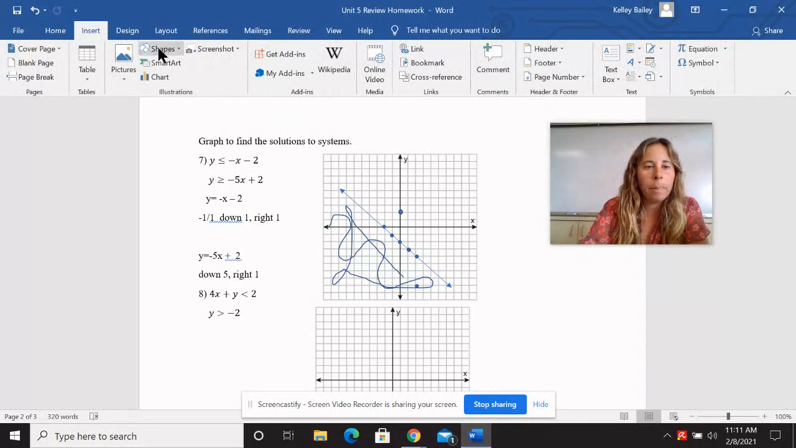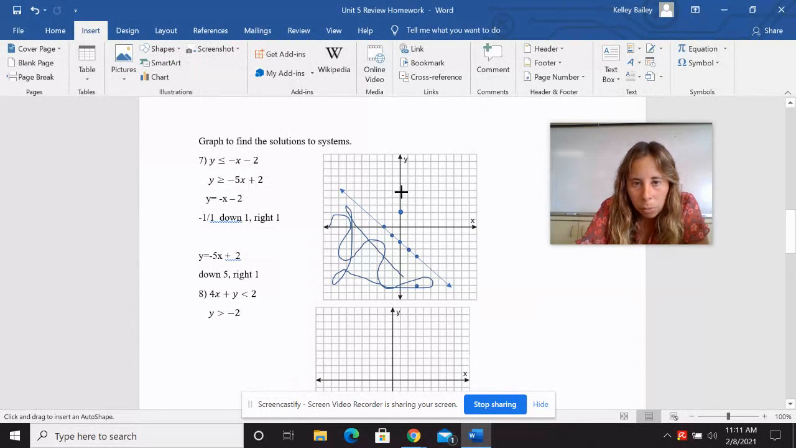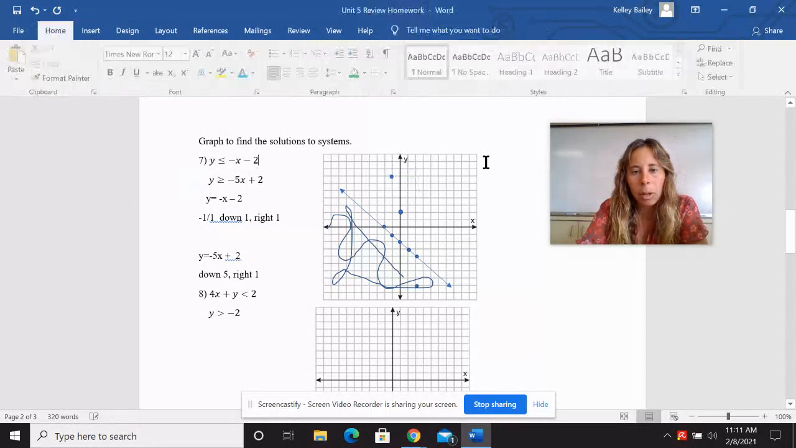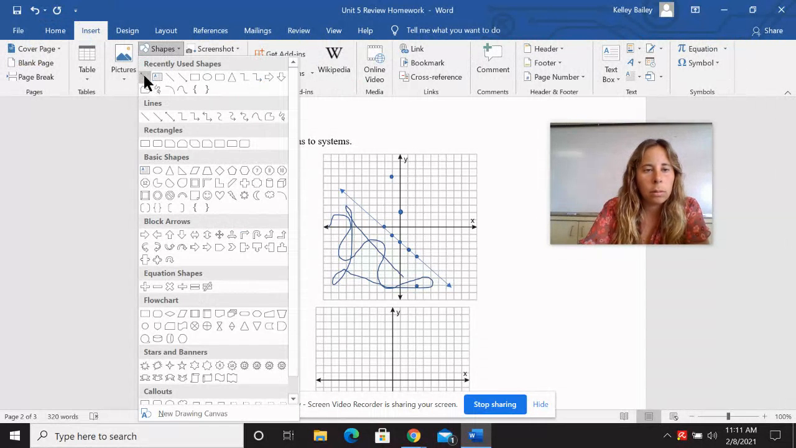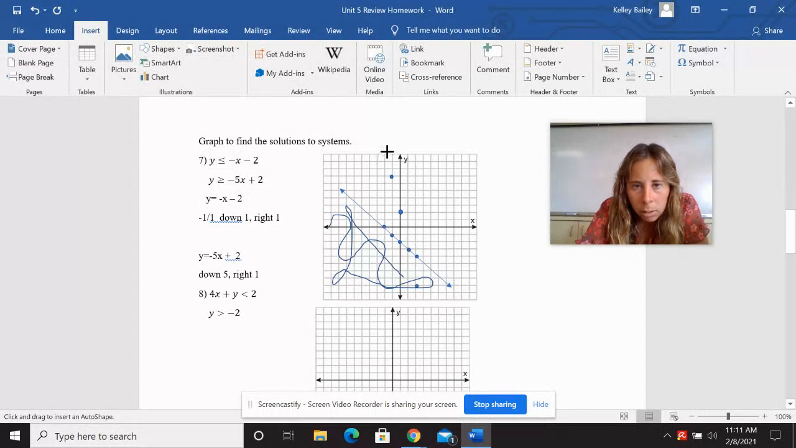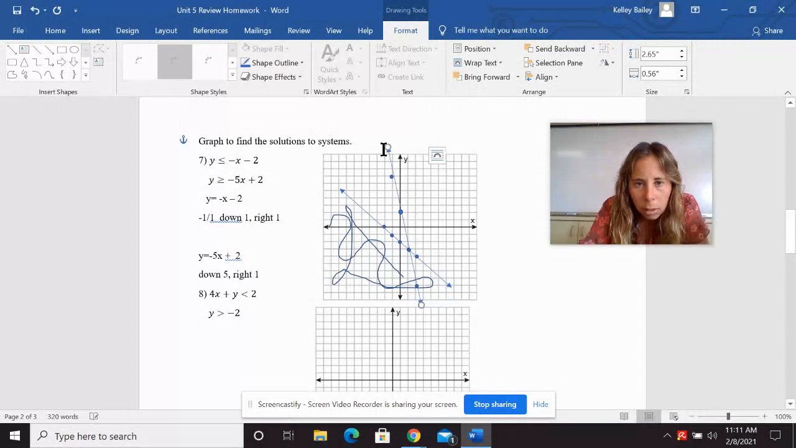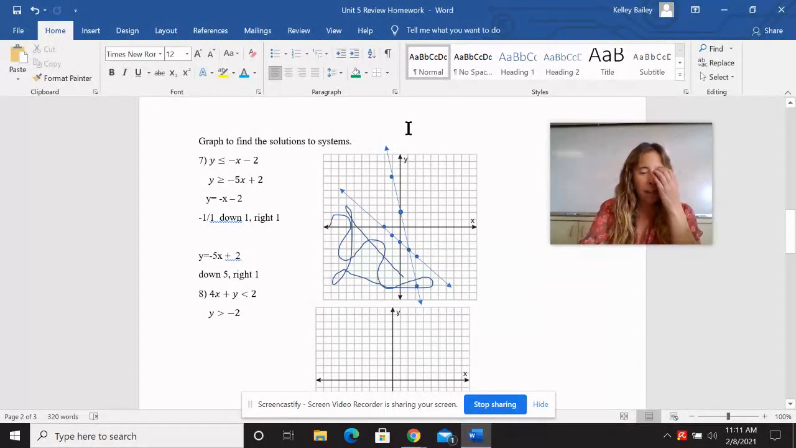I'll do one of them. Up 5, left 1. Up 5. 1, 2, 3, 4, 5. Left 1. Okay, let me draw a line for this guy. It's a pretty slanted line here. Okay. So there is my second line.